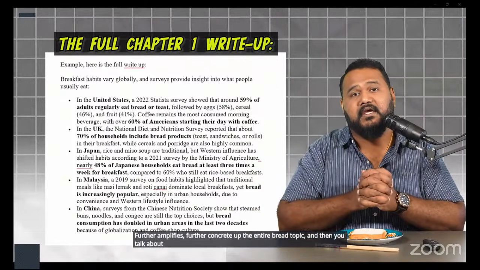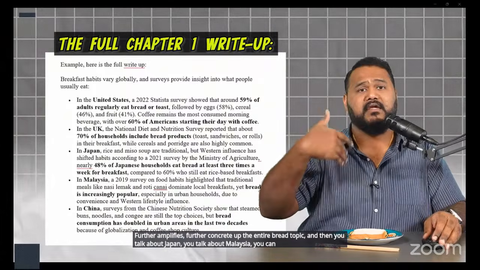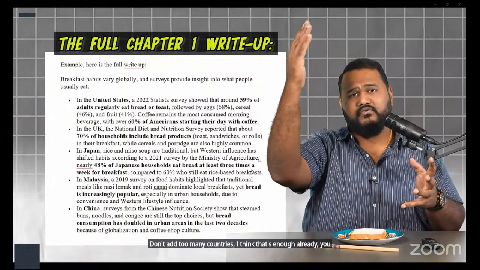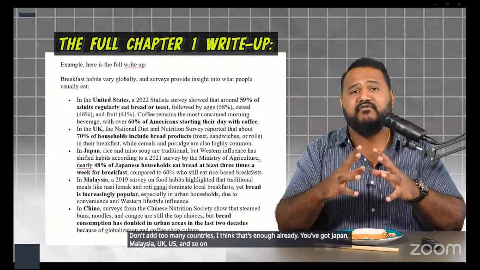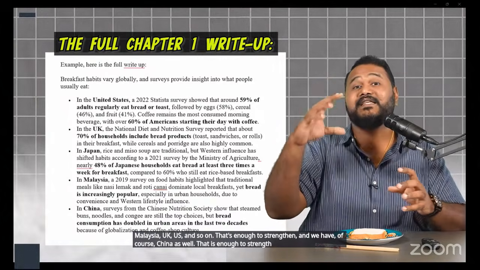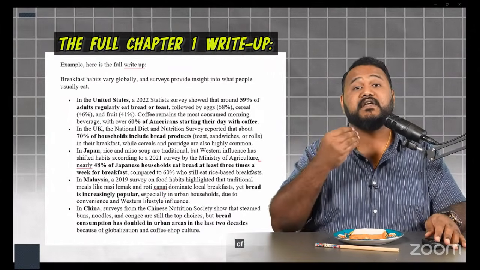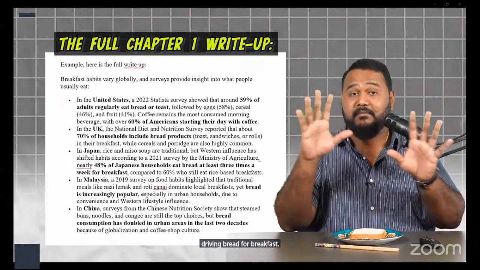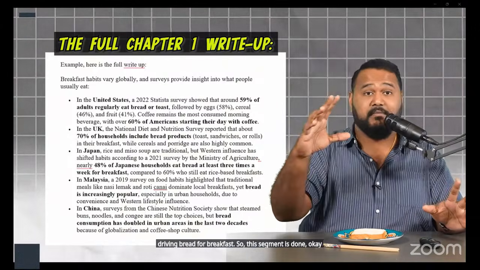And then you talk about Japan, you talk about Malaysia. You can keep adding. Don't add too many countries. I think that's enough already. You got Japan, Malaysia, UK, US, and so on. That's enough to strengthen, and we have of course China as well. That is enough to strengthen the statistical part of the significance of having bread for breakfast. So this segment is done. Okay, step 1 done, step 2 done.